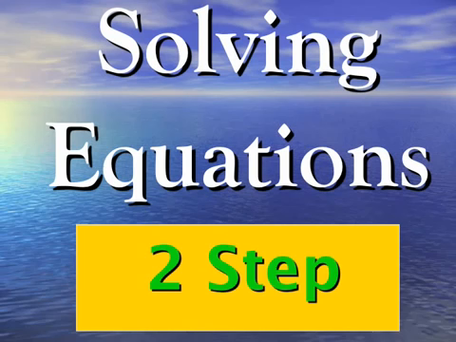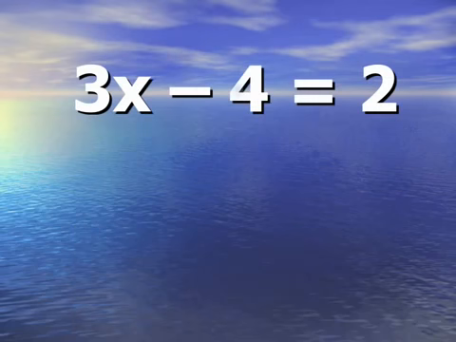I will be walking you through a few of these examples. Our first example, 3x minus 4 is equal to 2. Equations are math sentences. First, to solve the equation, you must read it, understand what's happening, and then basically do the opposite of what you see.